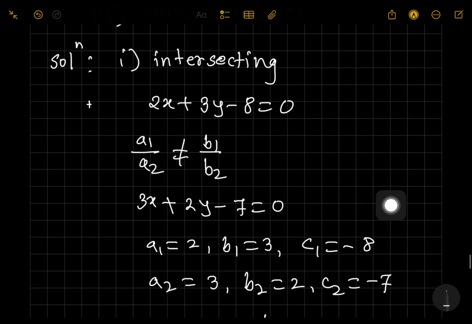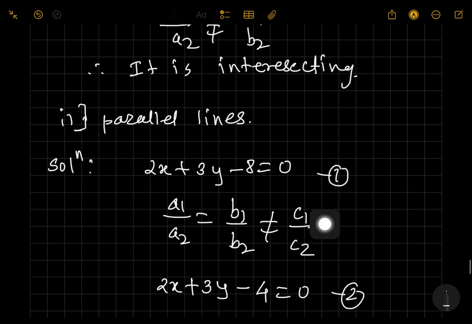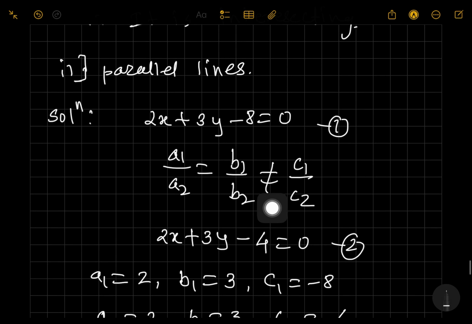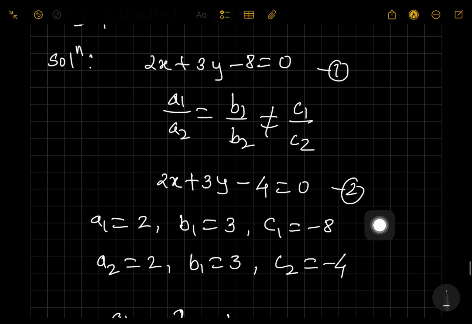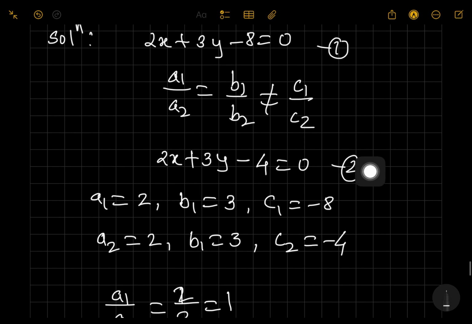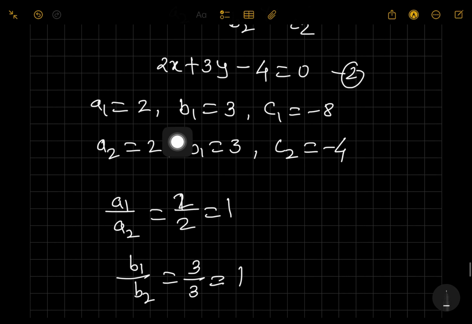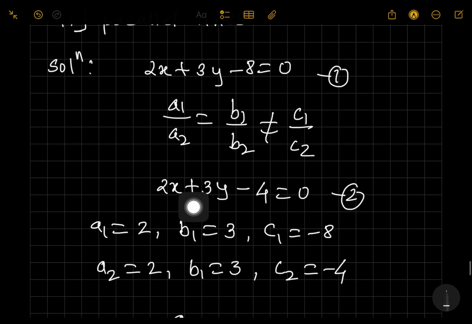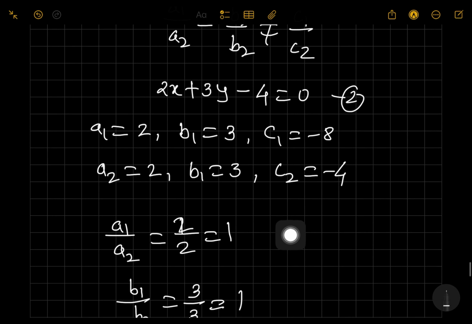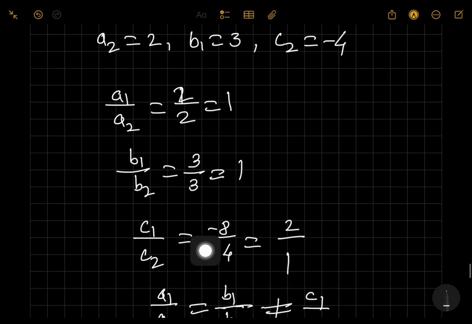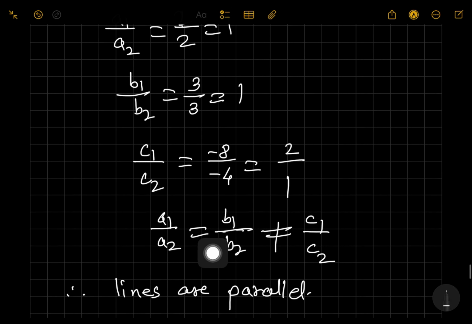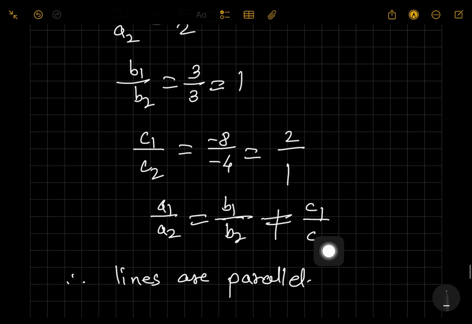Now we want parallel lines, and we have to find another equation. When parallel lines come, a1 upon a2 equal to b1 upon b2 and not equal to c1 upon c2. So you can take the same numbers, 2 here, 3 here, and here you take a different number. So the equation will be 2x plus 3y minus 4 equal to 0. So a1 equal to 2, b1 equal to 3, and c1 upon c2 is minus 8 upon minus 4, which is 2 upon 1. So a1 upon a2 equal to b1 upon b2, not equal to c1 upon c2.